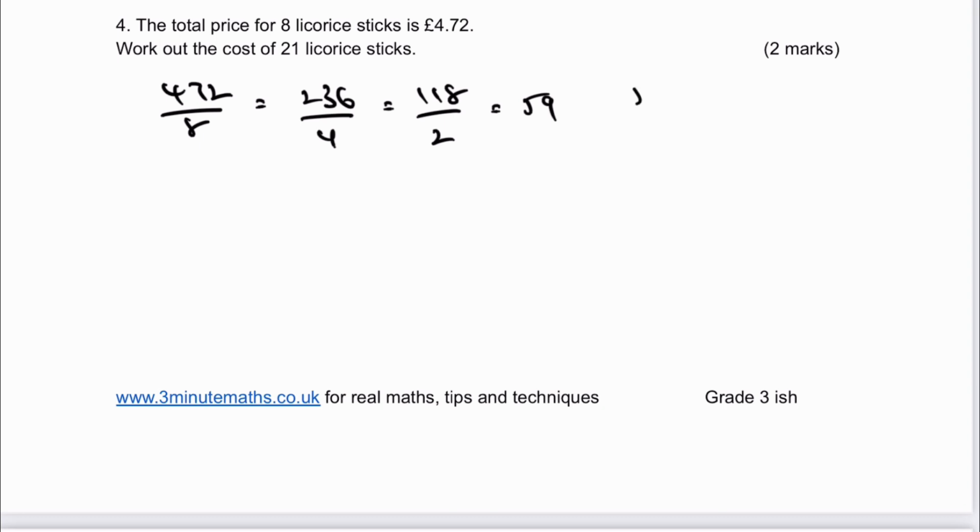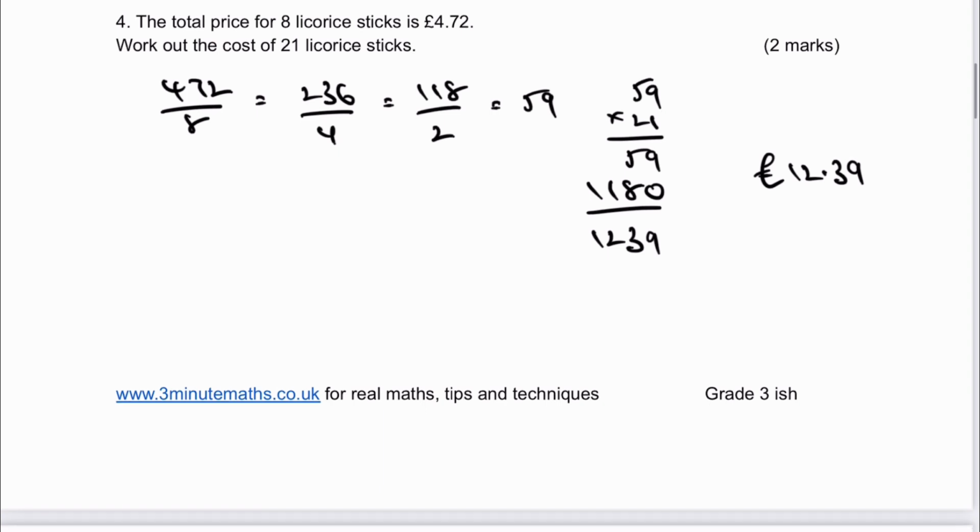So if I multiply 59 times 21, and again I'm going to use this particular algorithm, okay, and that will give me an answer of 1239. Now that, don't forget, that's pence because we've been working in pennies, so we need to convert that into pounds by dividing through by 100, so you'll get £12.39. Okay, let's move on then to question number 5. So we're about halfway through this particular video.